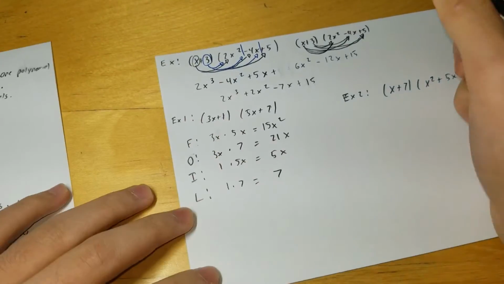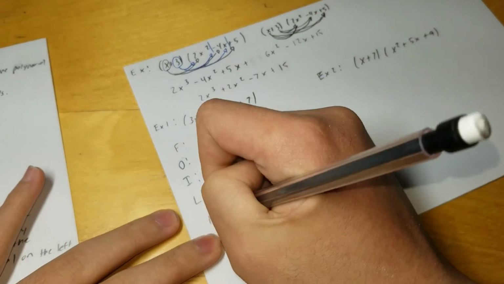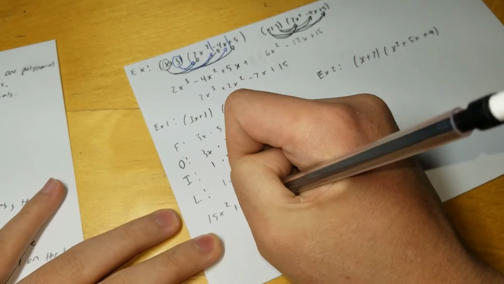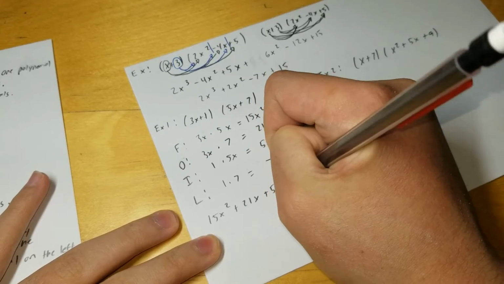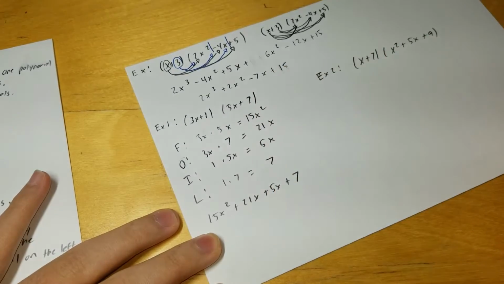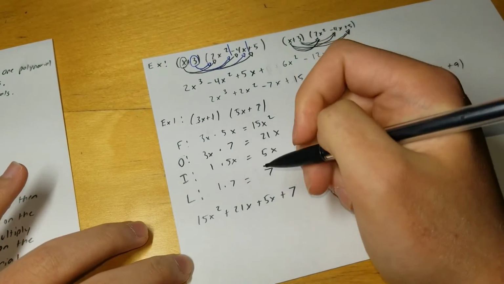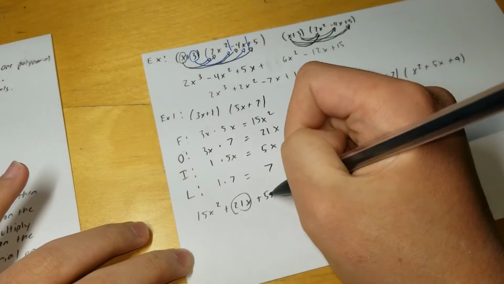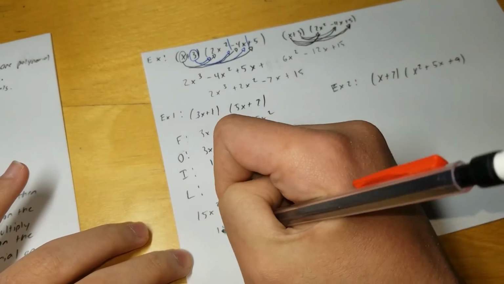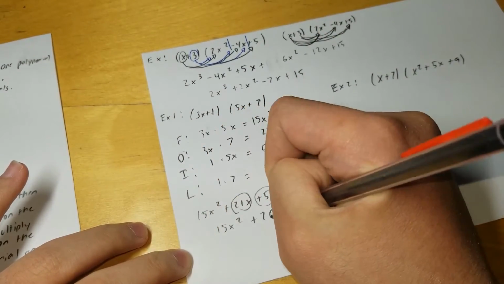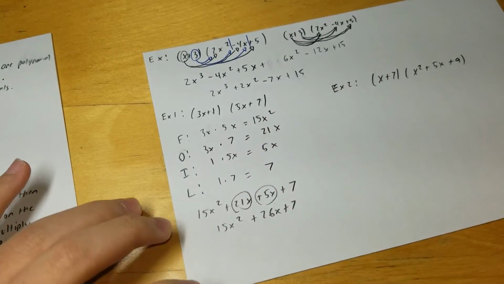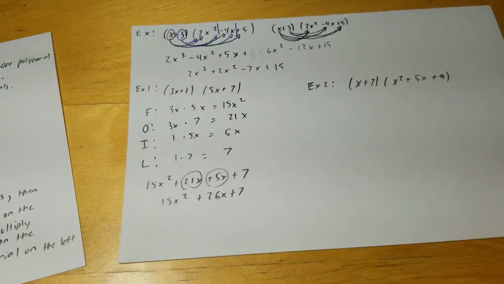And then you would add these. What I like to do is write them out. 15x squared plus 21x plus 5x plus 7. And then combine like terms. These are like terms. I'll circle them for you. And 15x squared plus 26x plus 7 would be your final answer. Alright, moving on to example 2.